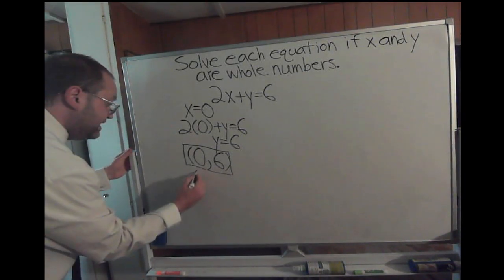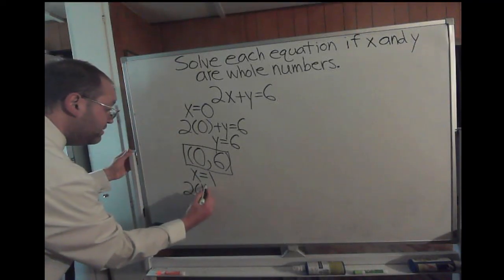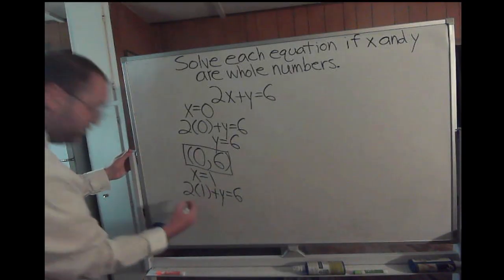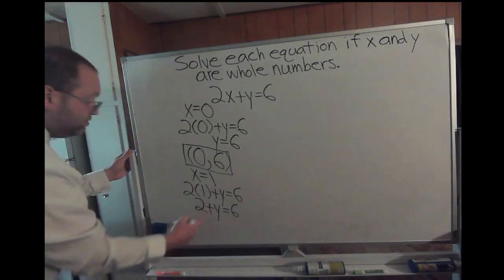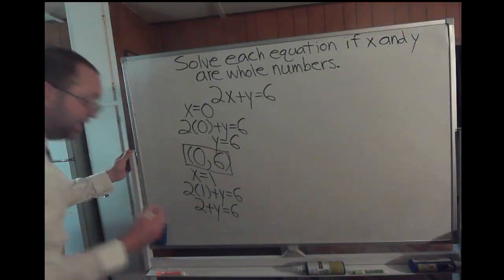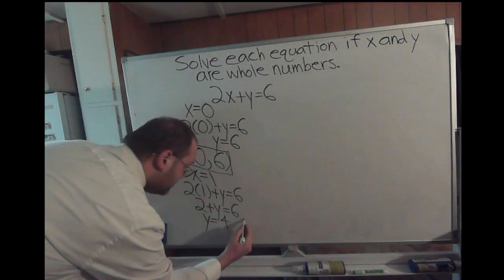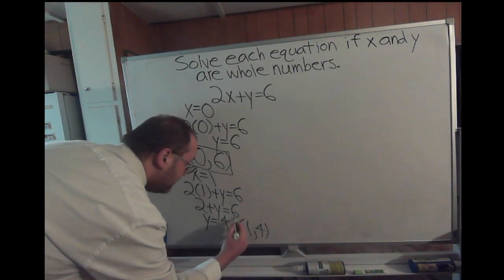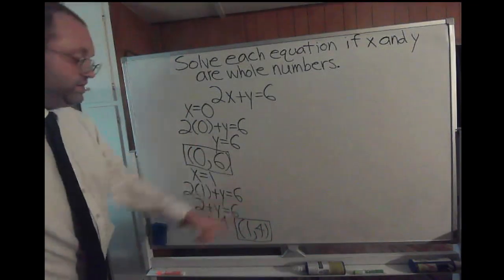What else? We could stick in x equals 1. So you'll take 2 times 1 plus y, set that equal to 6, right? Well, 2 times 1 is 2. You get 2 plus y equal to 6. You want to solve for y, so just remove 2 from both sides. You'll get y is equal to 4. So when x is 1, your y coordinate is 4. So the ordered pair 1, 4 is another solution to this equation.